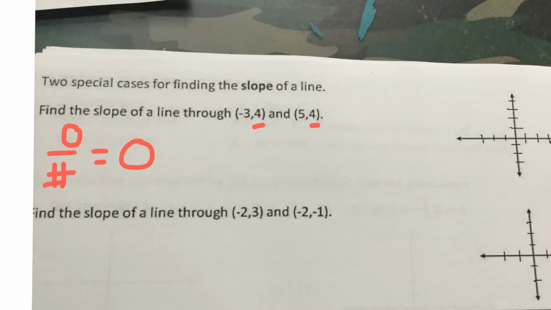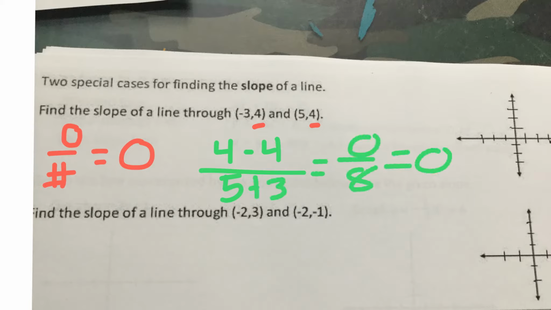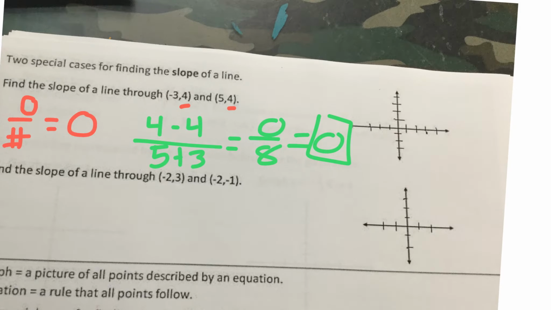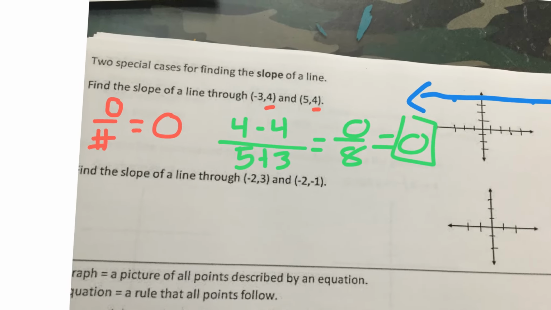Okay, but if I didn't notice that and I plugged into the slope formula, y2 minus y1 over x2 minus x1, I should still get that 0 over 8, which I know is 0, is my slope. And then again, if I were to graph these points, negative 3, 4 and 5, 4, what kind of line is that with a slope of 0? It's a horizontal line.